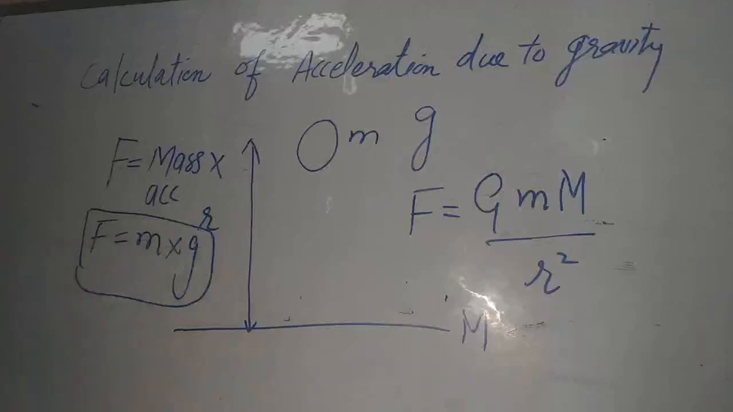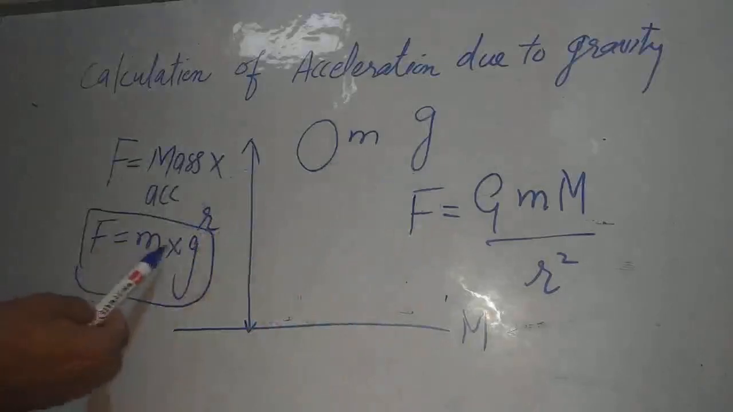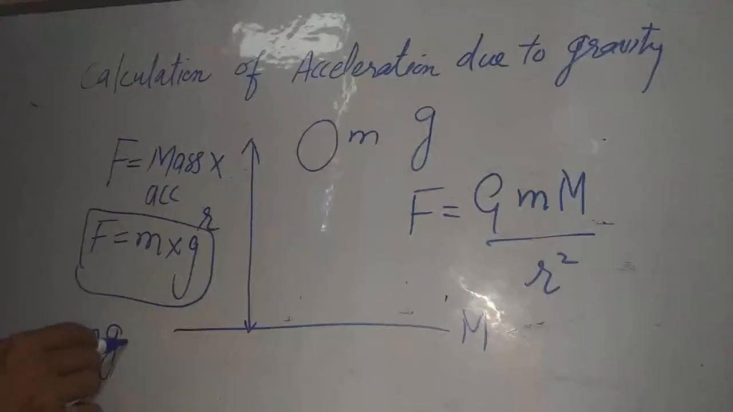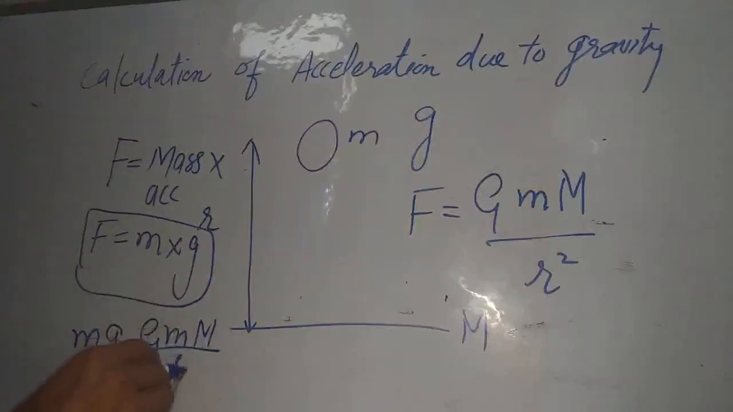F is equal to mg, where g is acceleration due to gravity. So from here I can put the value of F is equal to mg. So mg is equal to G M m divided by r square.